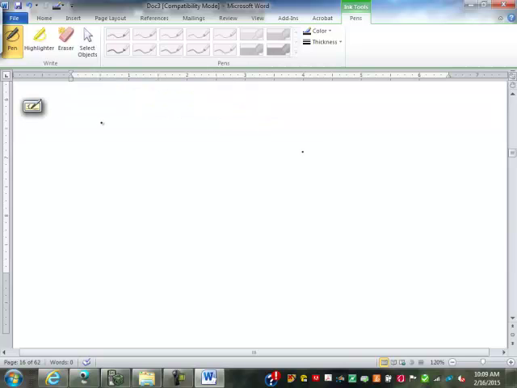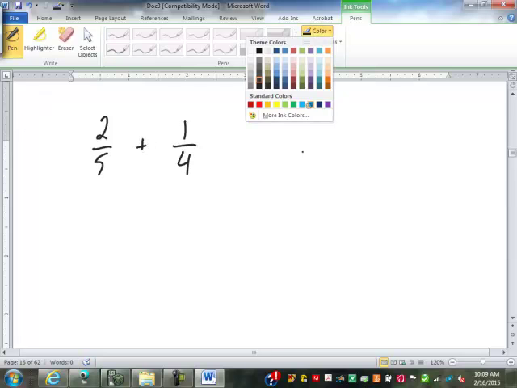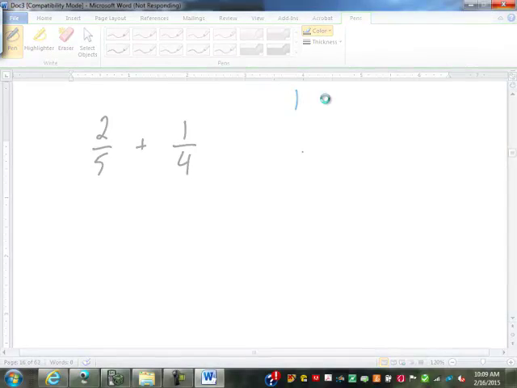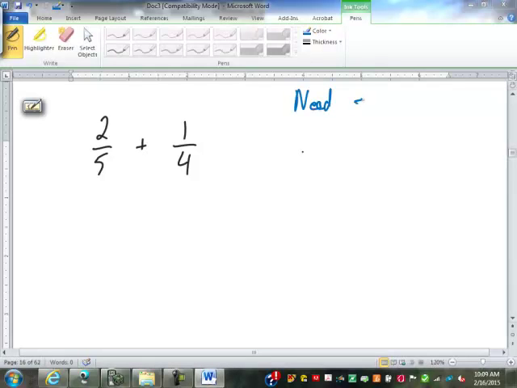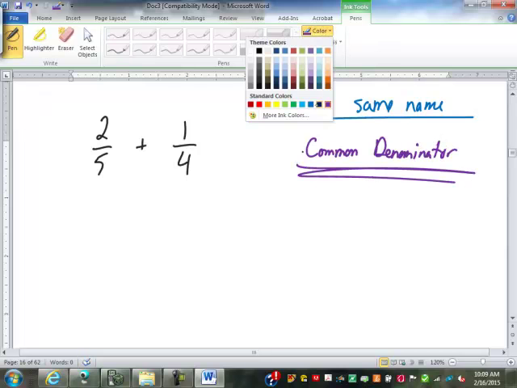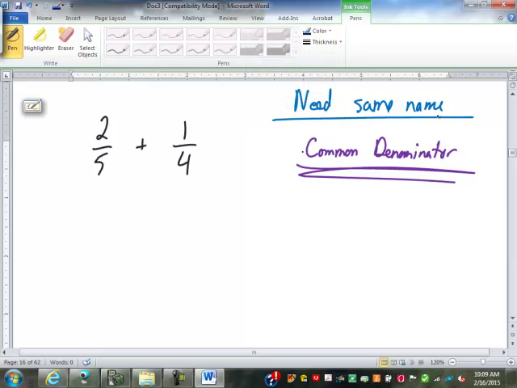So our next step, adding fractions. When we add or subtract any numbers, we must have the same name. Well, in fractions, that becomes common denominator. So the first step is figuring out what that common denominator is.